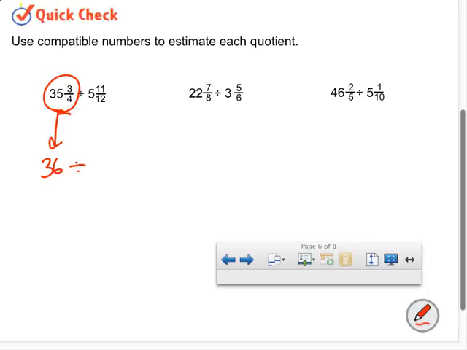And then we're going to divide that by this other number, 5 and 11/12. What did you get for 5 and 11/12 if we rewrote that? Very good. So 11/12 is close to 1 whole, so 1 plus 5, 6. Now, compatible numbers. The numbers are already compatible, right? So 36 divided by 6? 6. Okay, very good.